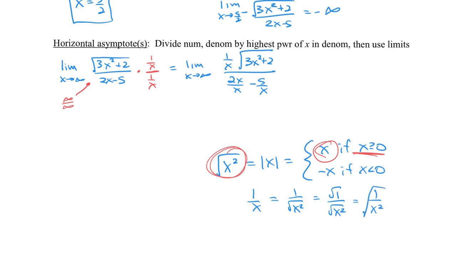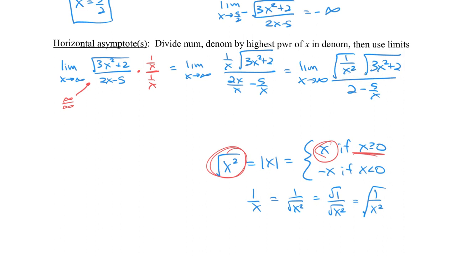So what we're going to do is swap this for this. So we'll say this is equal to the limit as x approaches infinity of 1 over x squared under the radical times this radical, 3x squared plus 2, all over, and I can clean this up now and get 2 minus 5x. But from here, since these are both under a radical, now we can multiply these together and keep them under the radical.